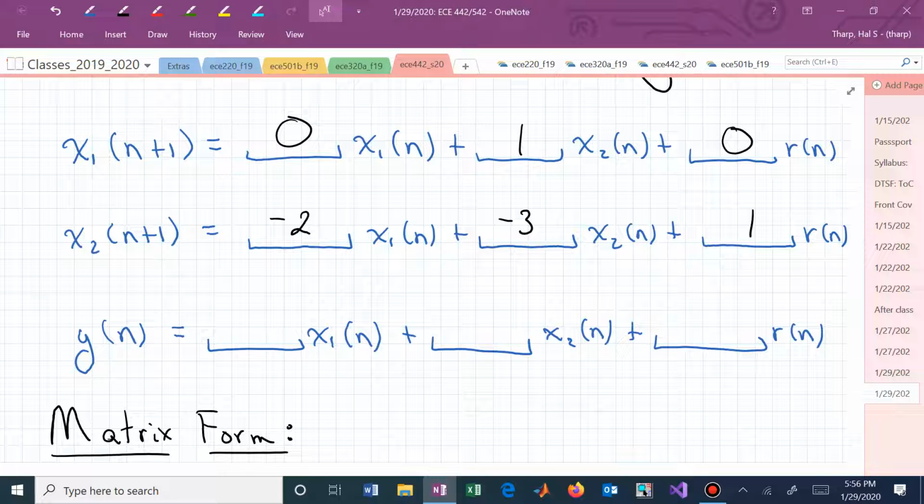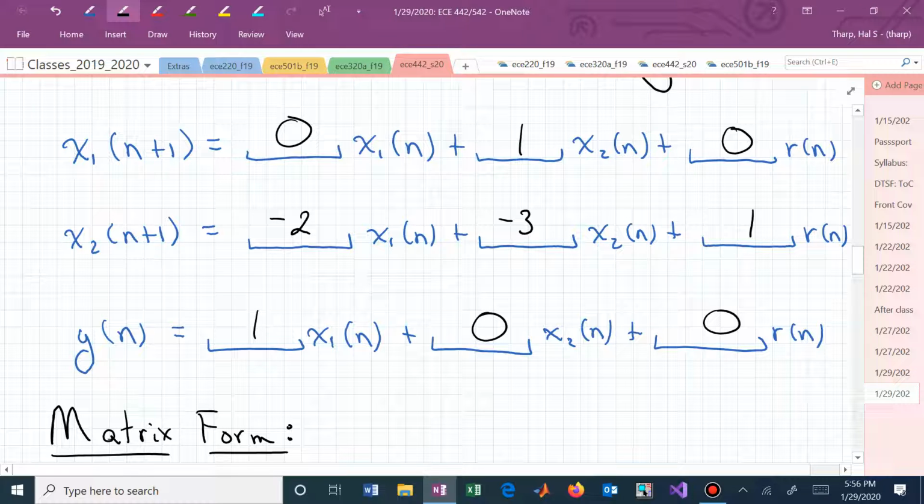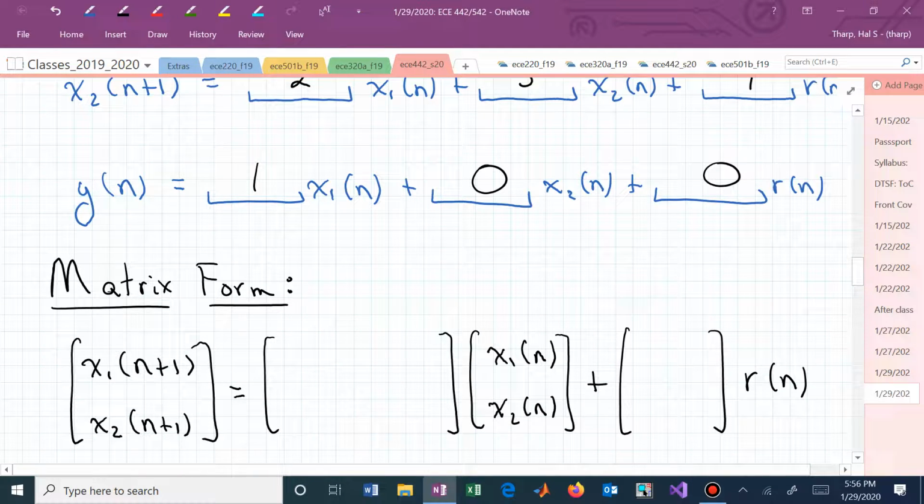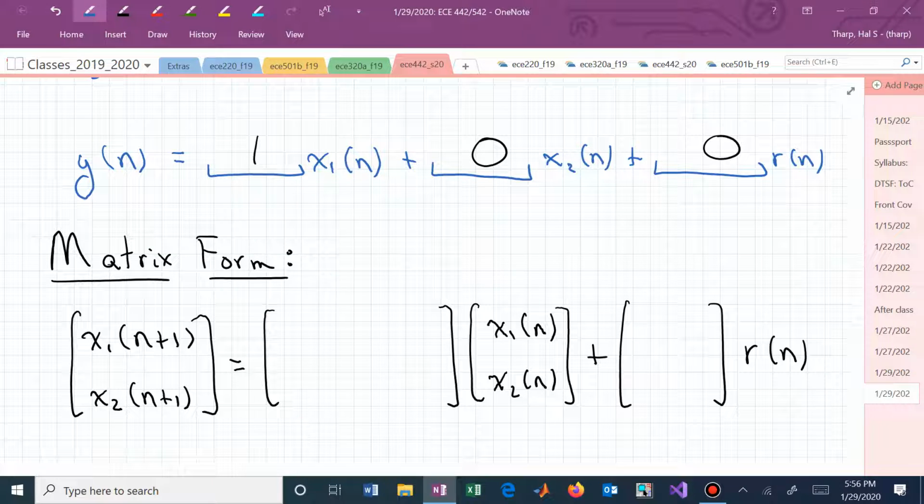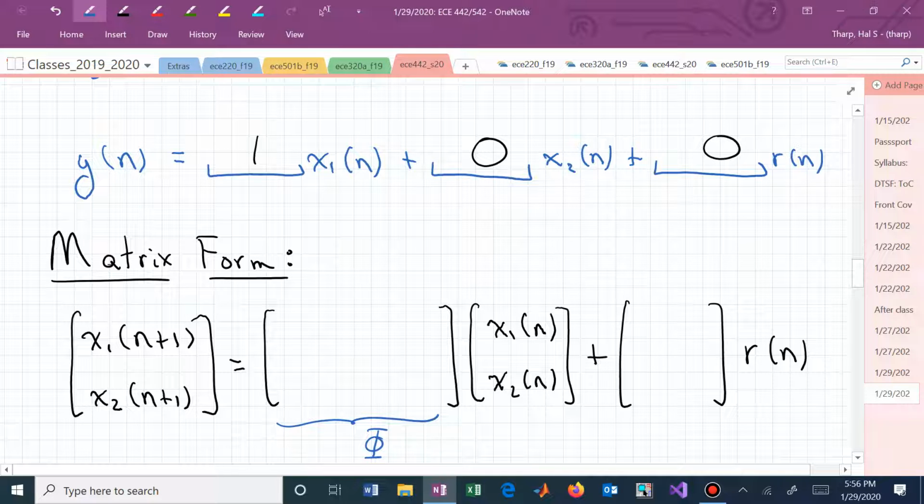What is y of n then? Pretty basic. Now we want to put this in a matrix form. And do you see the structure of the matrix form? I've already put it in play, but this system matrix, which is what I'm calling this matrix, needs to be square. It needs to have as many rows as it has columns to be compatible with this representation. What's in the first row of this 2 by 2 capital phi matrix?